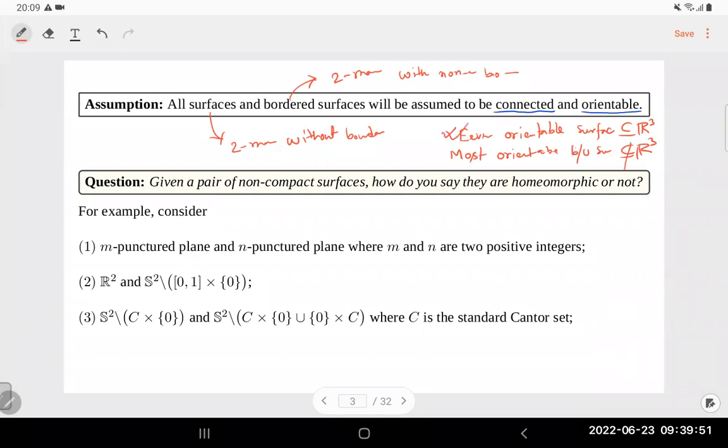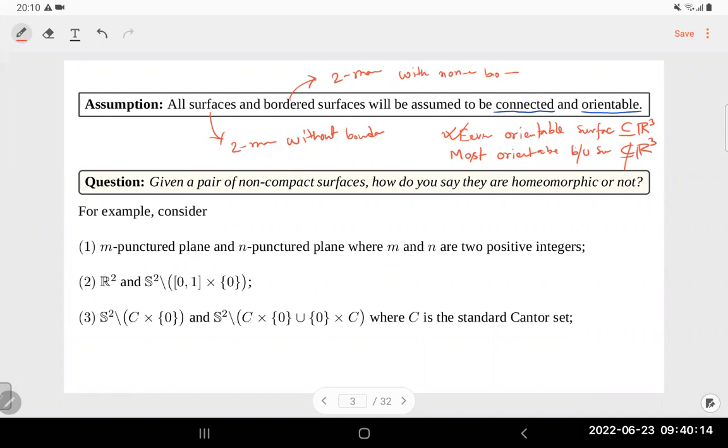Why is it? So here is a basic question. You can think of it as a motivational question. Suppose you are given any two non-compact surfaces. How do you decide whether they are the same or not up to homeomorphism? How do you distinguish them? For example, first consider the m-punctured plane and the n-punctured plane.